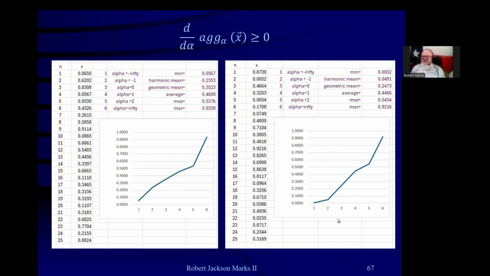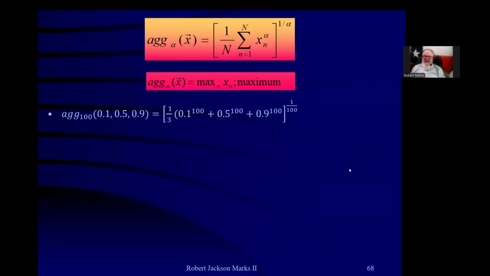On the right is a totally different set of random numbers. And you can see that again, as alpha increases, the aggregation increases. So the aggregation always increases from the minimum to the maximum in a monotonic sort of way, strictly monotonic sort of way. So with that, let us revisit the maximum.